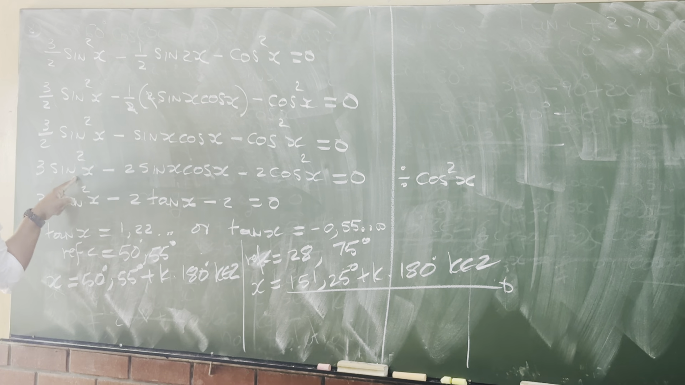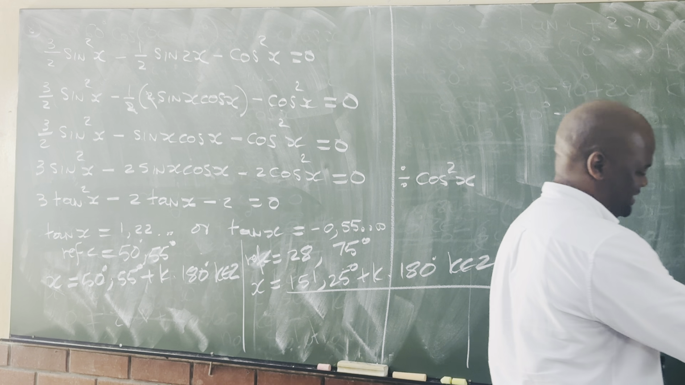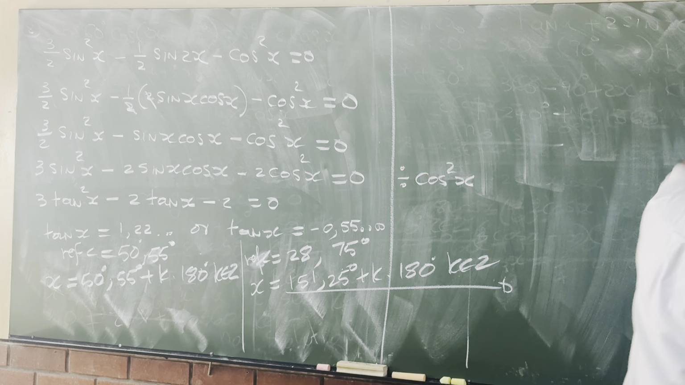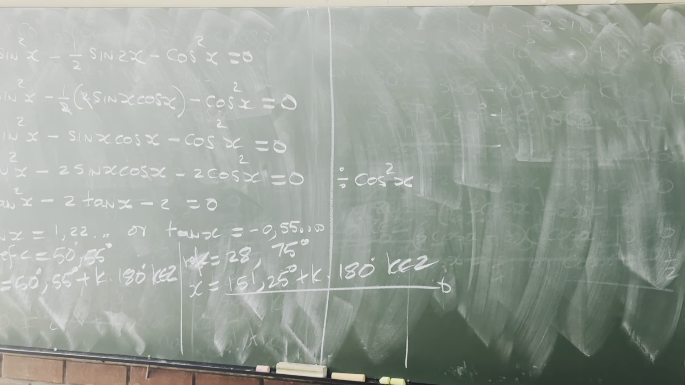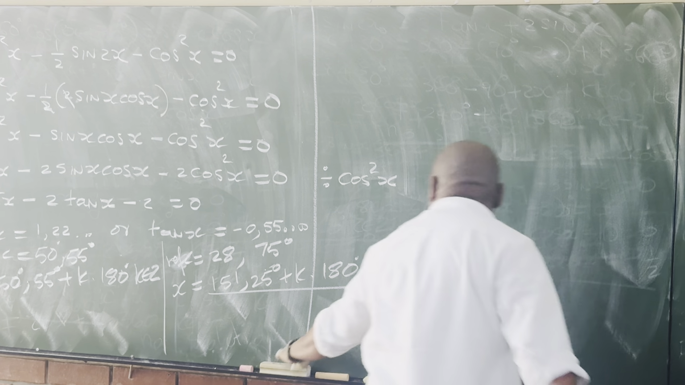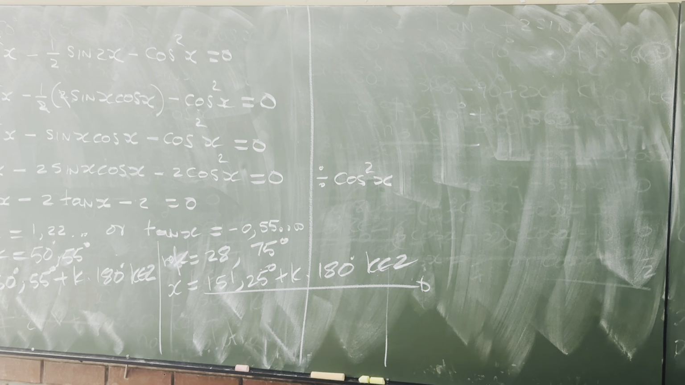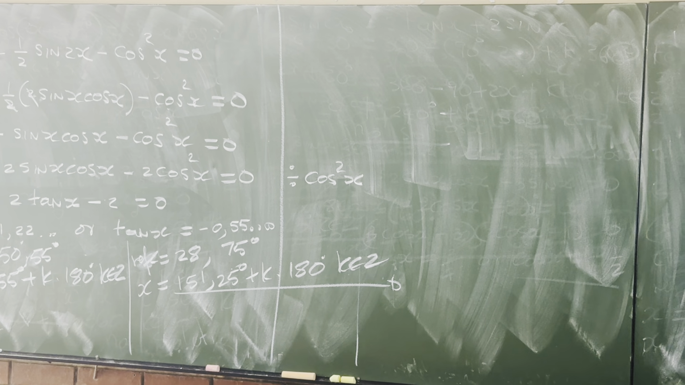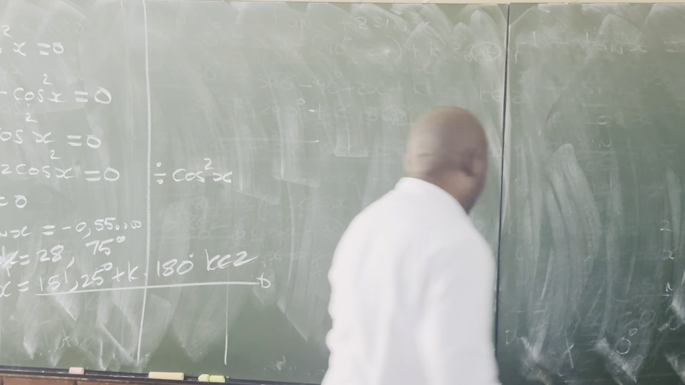So if it doesn't factorize, then you have to divide by cos squared x, which will go to a quadratic. All right. Then we are going to the last one. Let's do the last one.